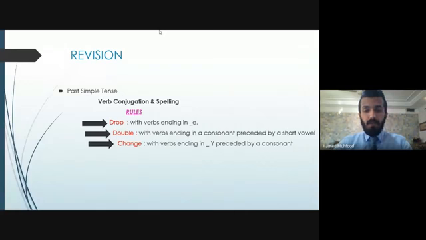This rule is applicable to the verbs that end in the letter Y when it is preceded by a consonant letter. So if we have a regular verb in English that ends in the letter Y and it is preceded by a consonant letter, in this case we have to change the Y into I and add ed to the end of the verb. This rule relates to verbs that end in the letter Y provided that Y is preceded by a consonant. In this case we change the Y into the letter I and add ed.